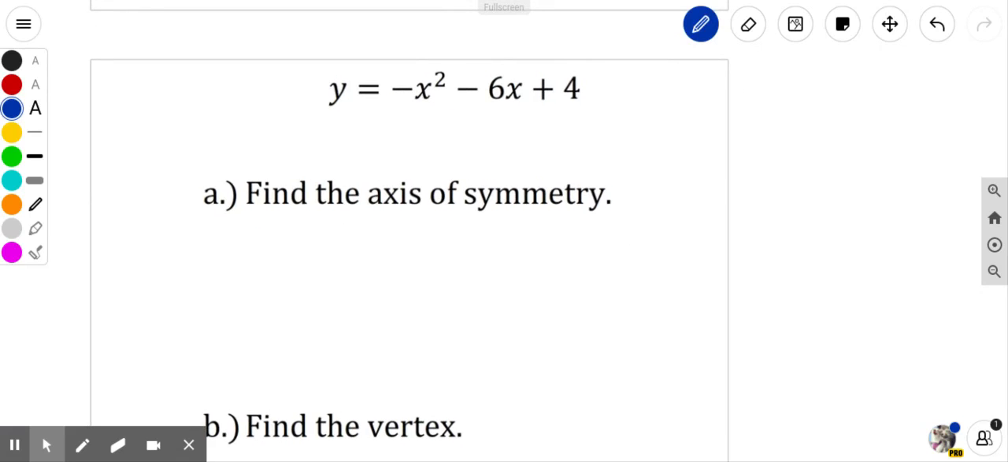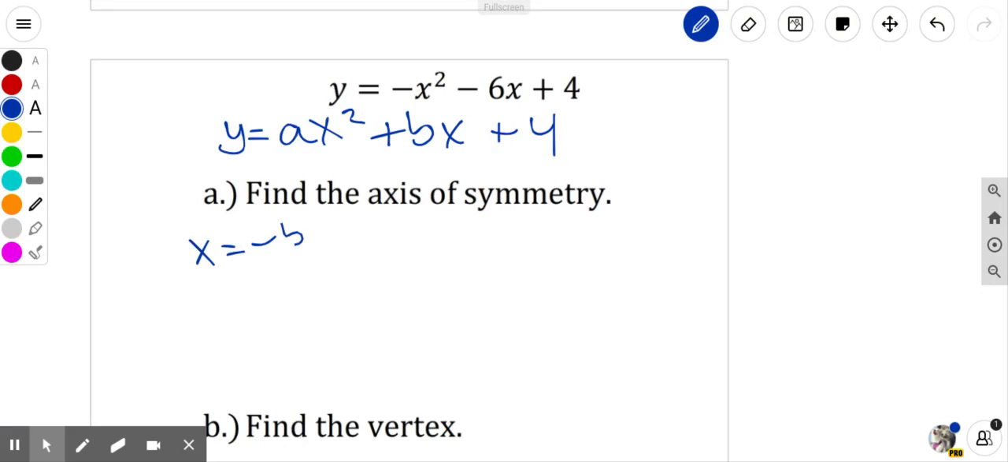Okay, so here is an example where we're going to do all the key features given standard form. Remember, just for a quick review, this is standard form. To find the axis of symmetry, it's x equals negative b over 2a. So the first thing you always want to do is identify your a, b, and c. So for this particular one, a is going to be negative 1.